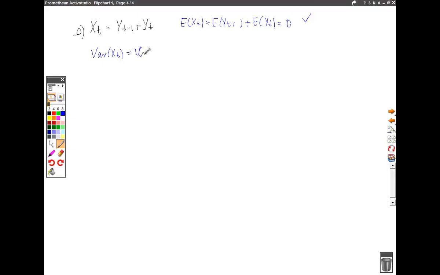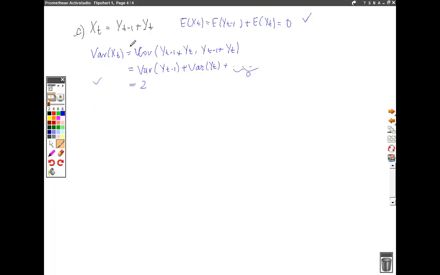It would just be the covariance between yt minus 1 plus yt and yt minus 1 plus yt, right? We know that this is independent of that, and this is again independent of that. So we would again only have the variance of yt minus 1 plus the variance of yt. The covariance term would just be 0, and that would again just be 2. So it is a constant, right? Good. And now we have to look at the covariance as well.